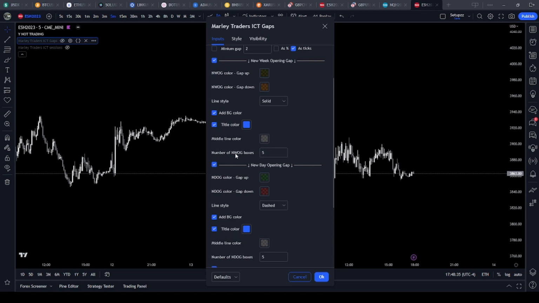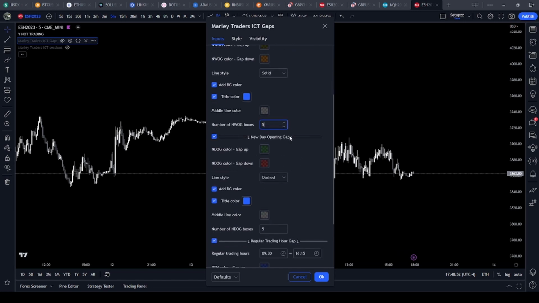NWOG. How do you pronounce this? NWOG. New week opening gap. How many do you want to see? ICT says he usually uses 4 or 5. So you can choose this. You can put how many you want. The same with the new day opening gap.